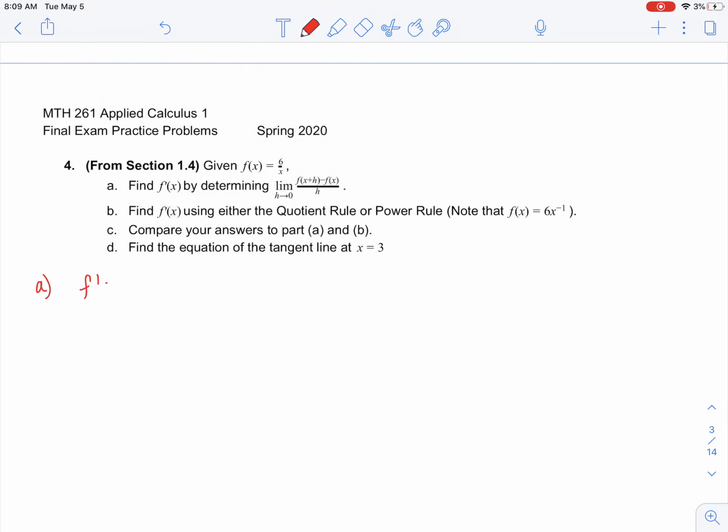So let's find f prime of x by the limit definition: the limit as h approaches 0 of the difference quotient, f of x plus h minus f of x, all divided by h. What you will have to do is simplify this difference quotient as far as you can, and then we're going to plug in 0. We're going to just let h be 0 and simplify.